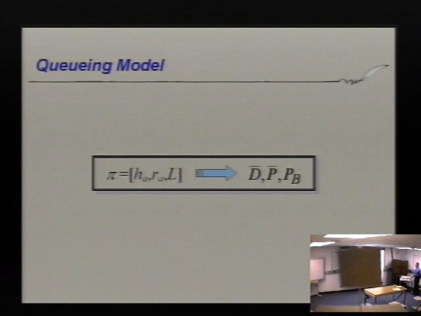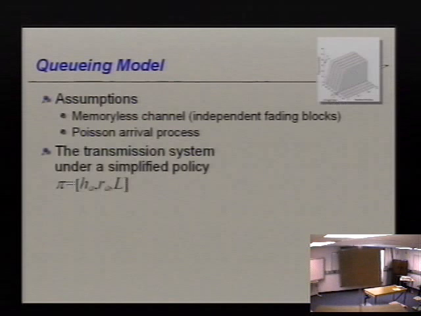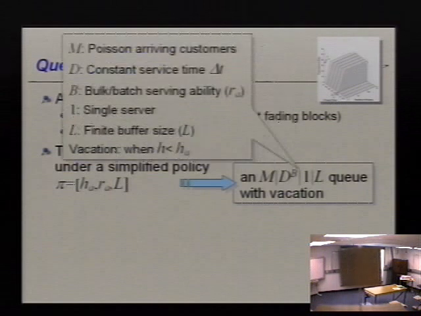But to use queuing analysis, we have to assume that there's a memoryless channel model, so each block is independent. And we assume Poisson arriving packets. So this transmission system under this simplified policy can be modeled as this queuing model here, which is a single server system with Poisson arriving customers, batch serving ability, finite buffer size and constant service time.